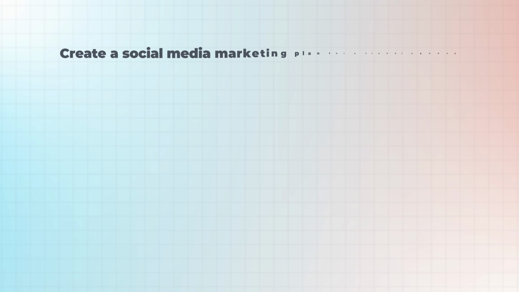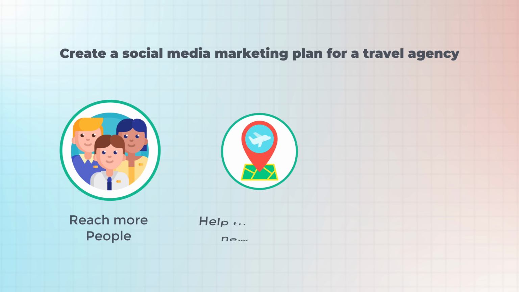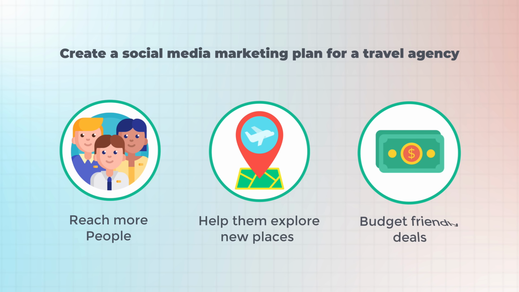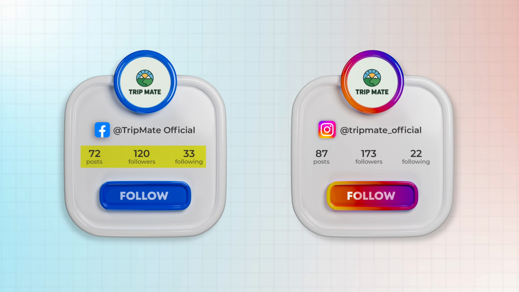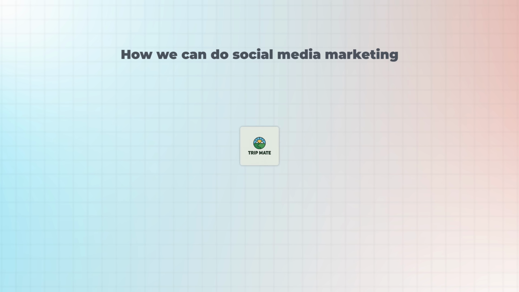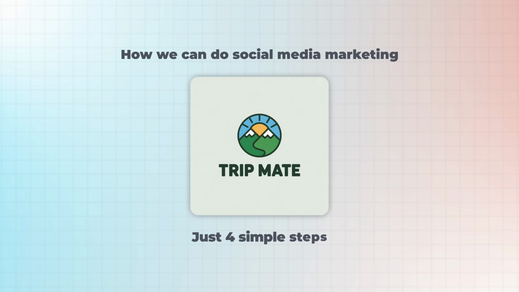We are going to create a social media marketing plan for a travel agency. The goal is to reach more people and help them explore new places with budget-friendly deals. Currently, the agency doesn't have much of a social media presence, so let's see how we can do social media marketing for this travel agency in just 4 simple steps.